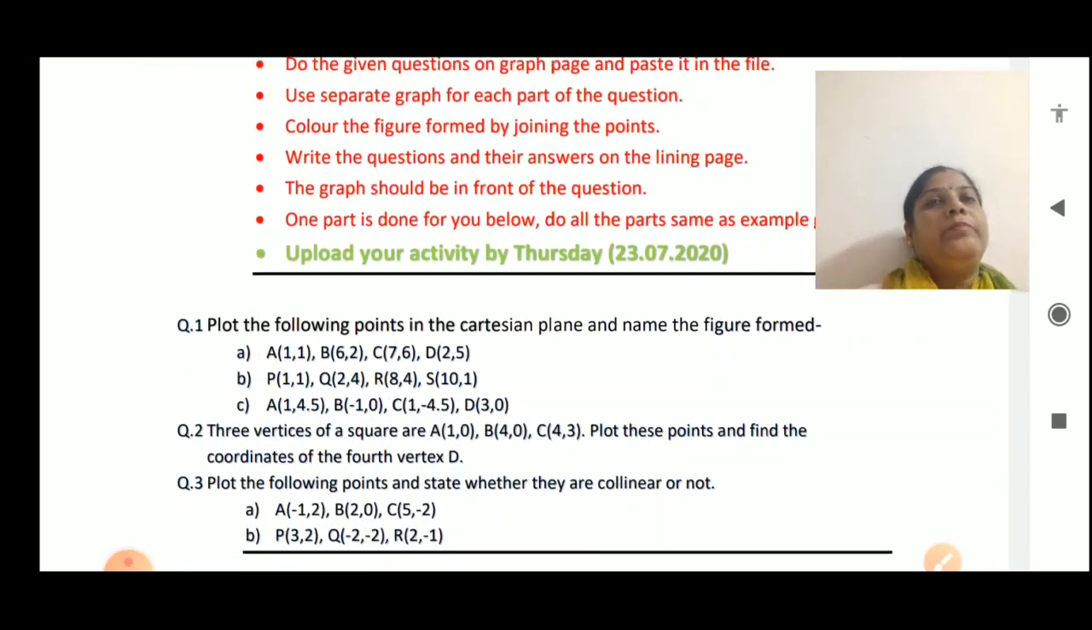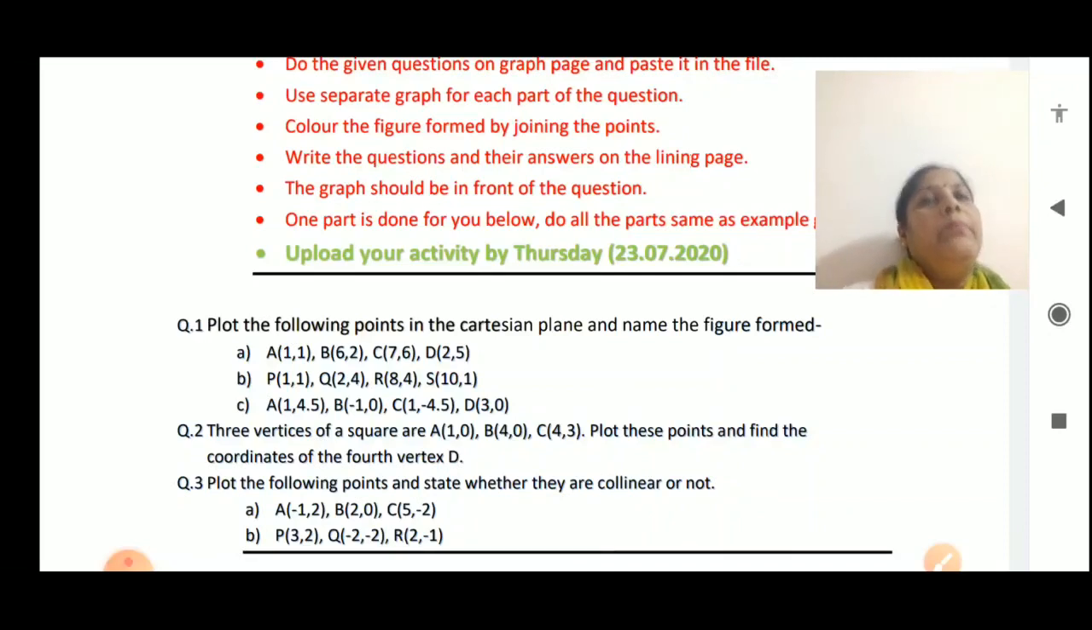Question number 1: plot the following points in the Cartesian plane and name the figure formed. You have to plot the points on the Cartesian plane and then join the points, meaning point A will join to B, B to C and C to D. Then you will get a figure. You have to name that figure, whether it is a parallelogram, trapezium, rhombus, square, or rectangle, and color the figure properly.